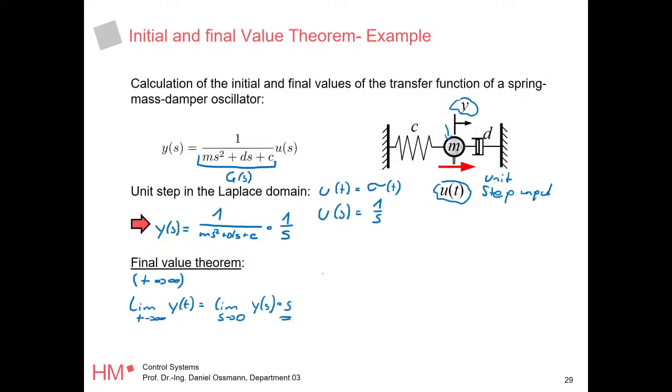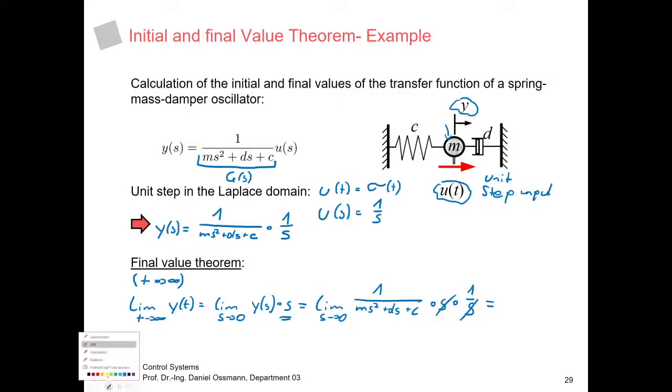Don't forget this s here. Okay, now we plug in simply what we have. We get the limit as s goes to 0 of s times 1 over ms squared plus d times s plus c, and the input is 1 over s. Well, immediately cancel this guy. Now we let s go to 0, right? So if s goes to 0, this term drops out, and what remains is 1 over c.